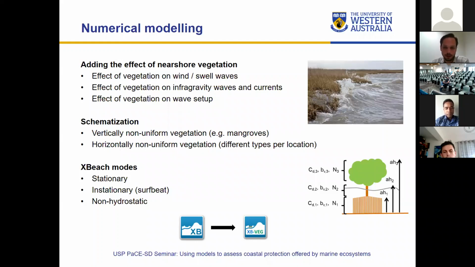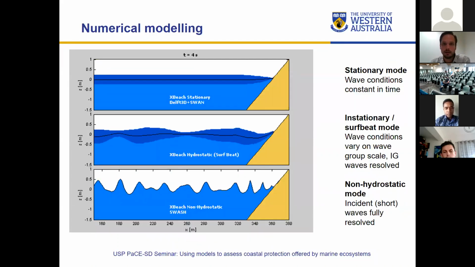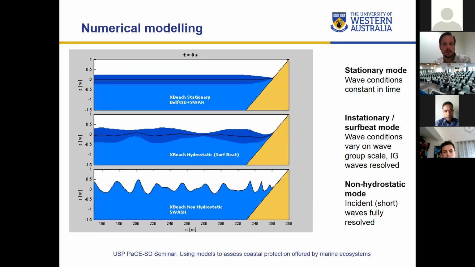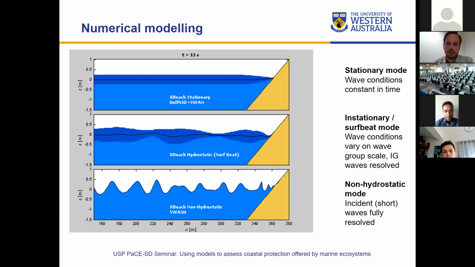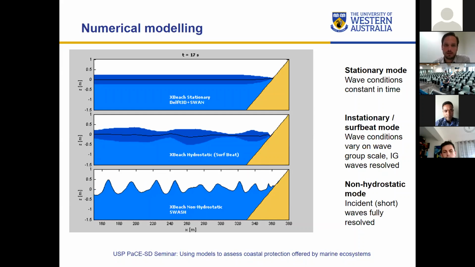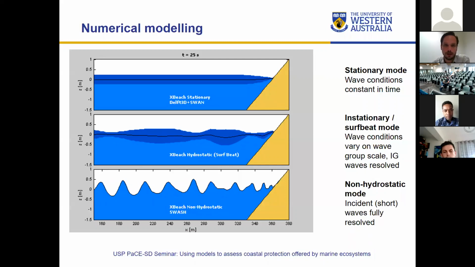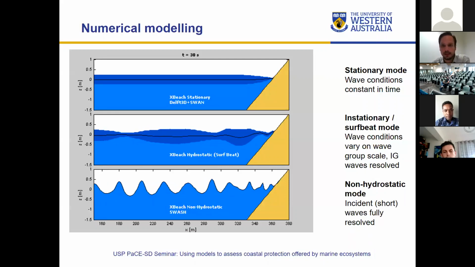And we also made sure we included these effects in all three modes of XSpeech. So XSpeech runs in three modes that all have different levels of accuracy, and also levels of computational power, so how long it takes to run the model, basically. So those are these three models. Essentially, you can run the model in kind of a large-scale mode, which is similar to DELF3D, where the wave conditions are constant in time. They might vary on the hour scale, but they wouldn't vary on like a minute or second scale.